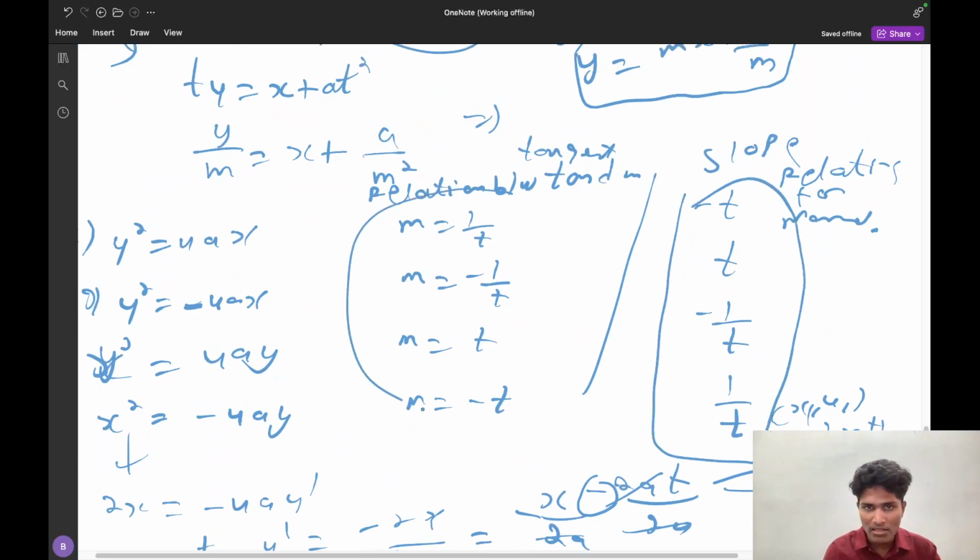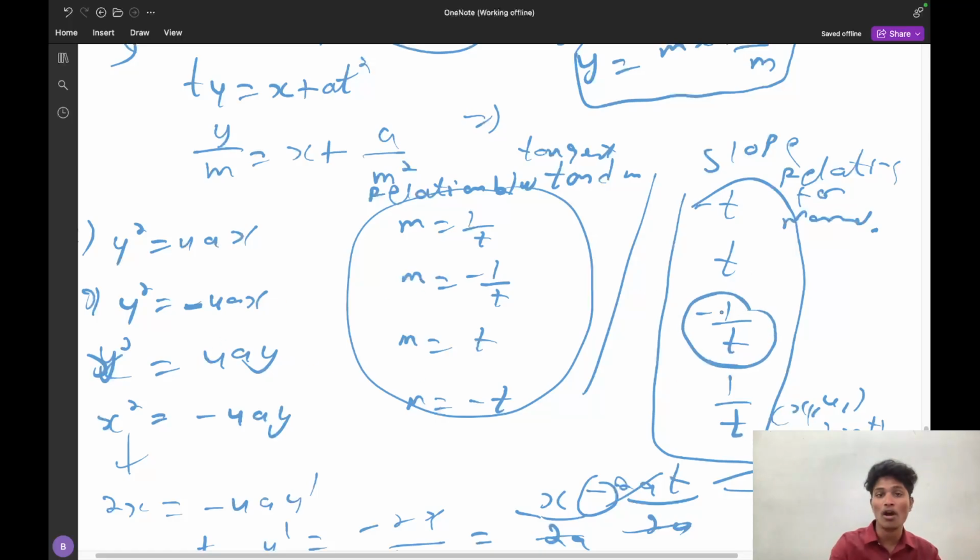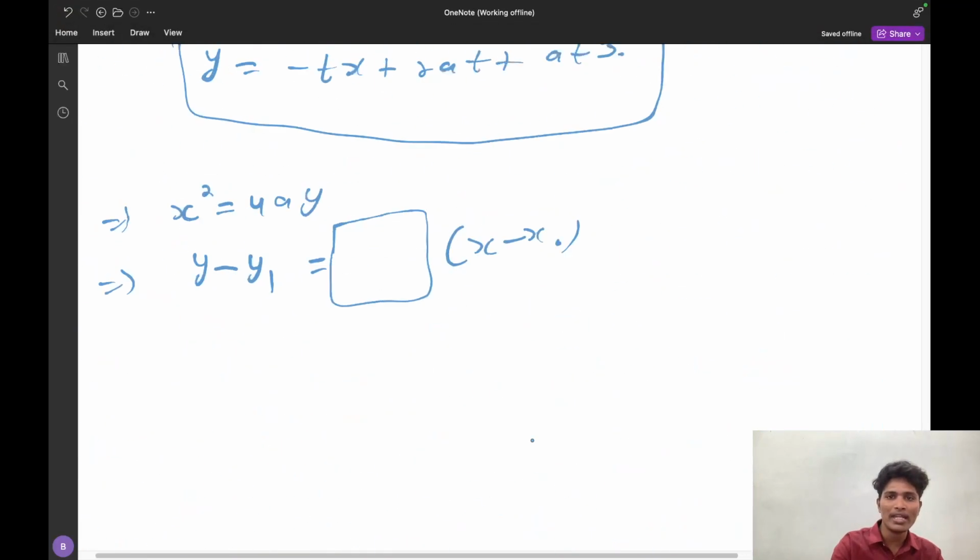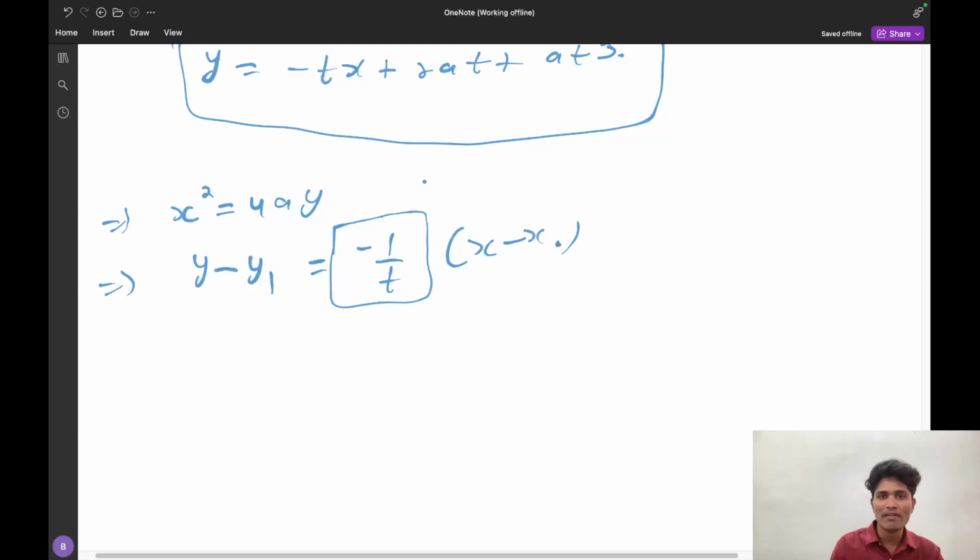This is the tangent form, it is okay, but here it will be changed. Now I am discussing x square equal to 4ay. So it is minus 1 by t is the slope of normal. So simply substitute minus 1 by t as the slope. And the x1, y1 values are 2at comma at square. So y minus at square is equal to minus 1 by t into x minus 2at.